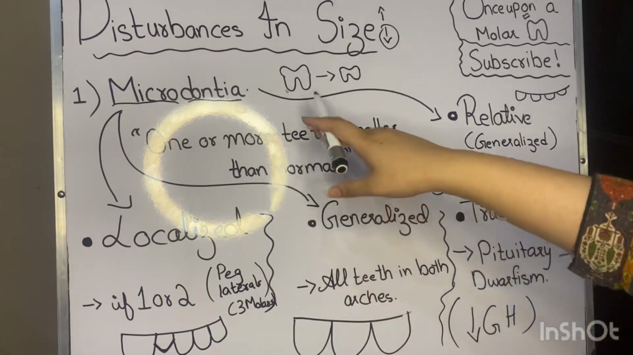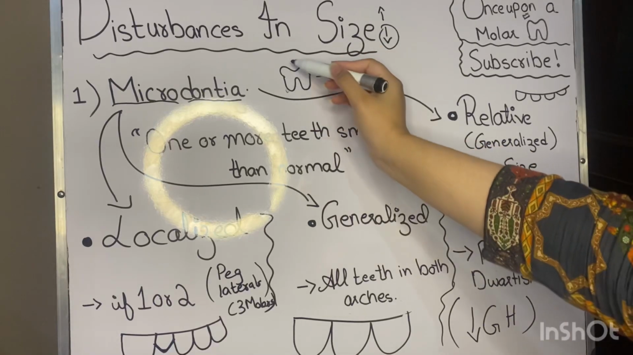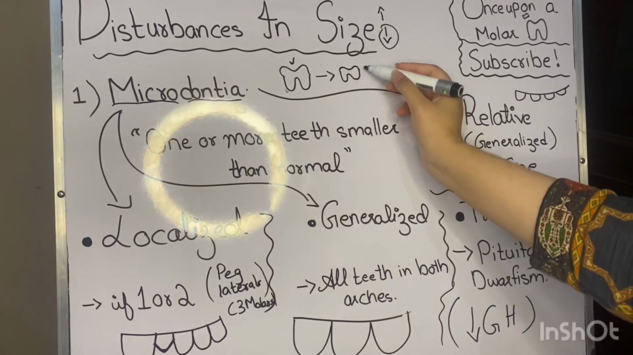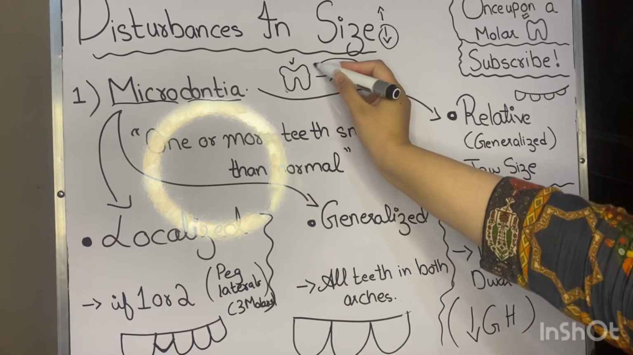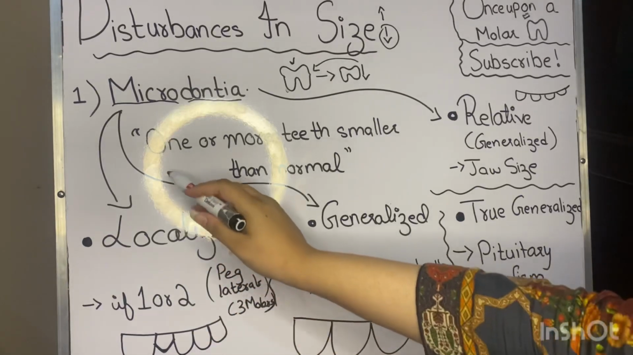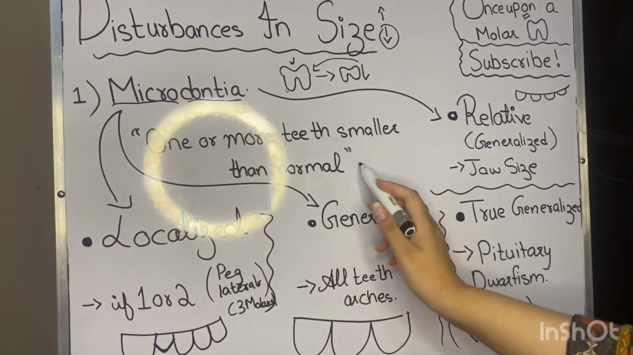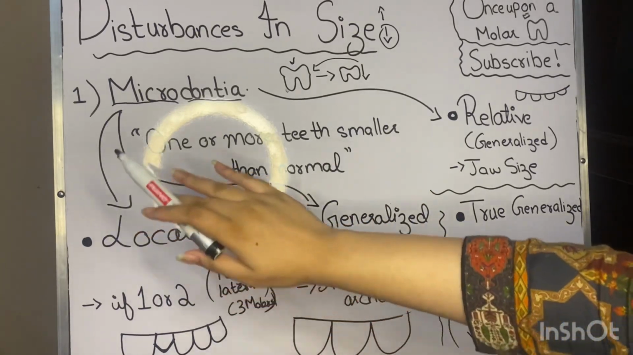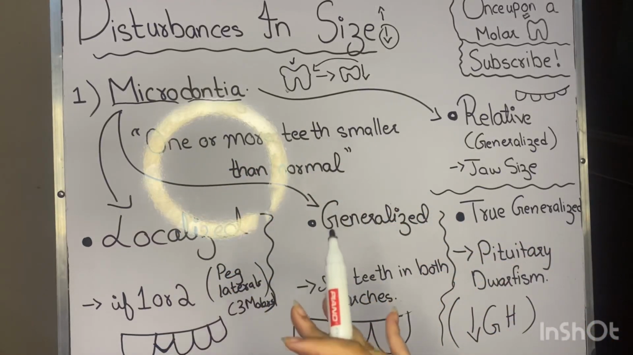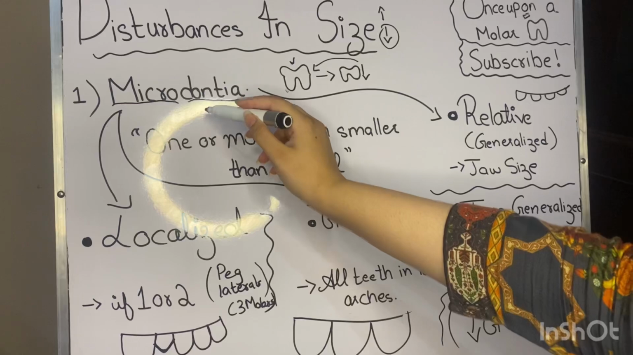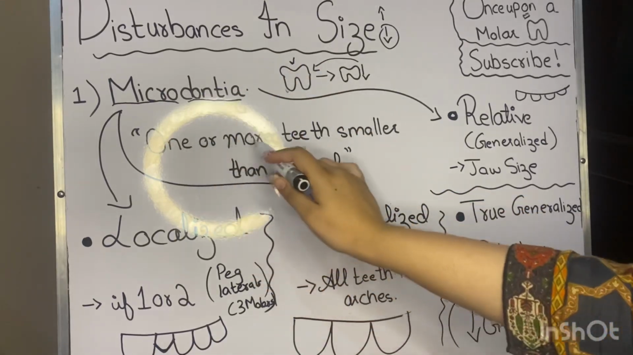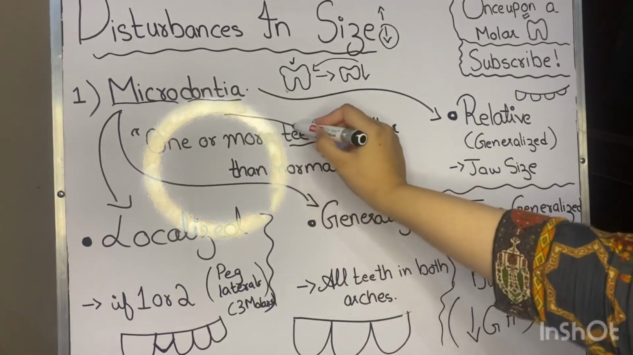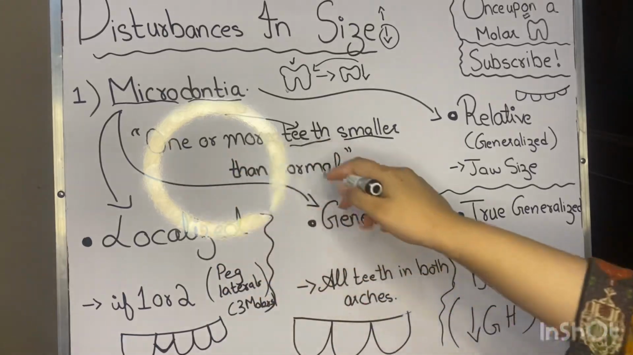As you can see here in the picture, this is, for example, your normal tooth, and here is a tooth which is affected by microdontia. So this tooth is going to be small in size as compared to this tooth. By definition, it means one or more teeth which are smaller than normal. Even if you want to remember it in layman's language, just break down the word itself and you're going to get the definition: micro, smaller; dontia, teeth. So this is the easiest way to remember it: one or more teeth which are smaller than normal.